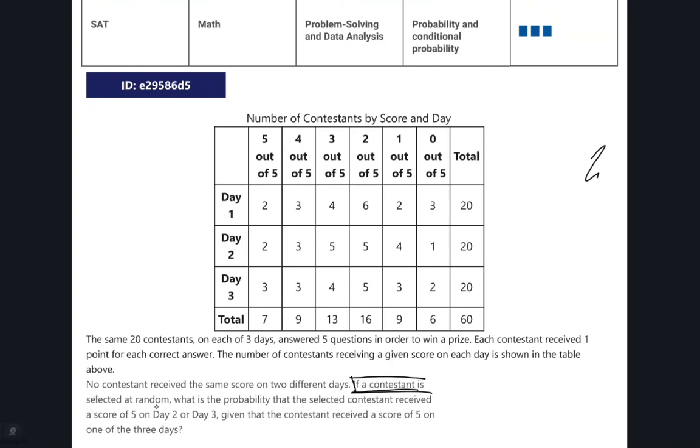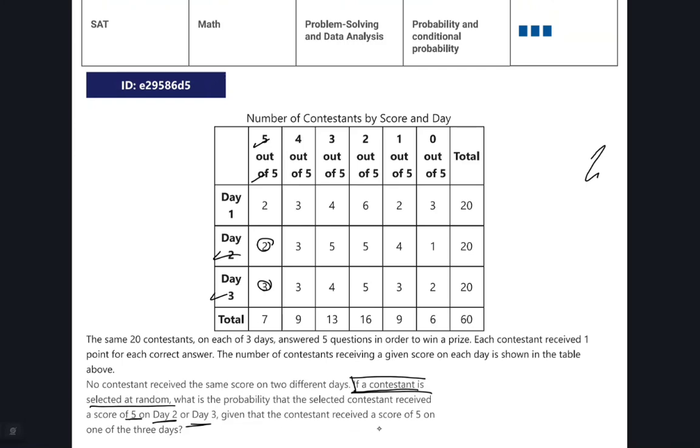So it says that if a contestant is selected at random, the probability that the selected contestant received a score of 5 on day 2 or day 3. So we are looking for a score of 5, and he limited it to only day 2 and day 3. There are only 2 on day 2 who received a score of 5 out of 5, and on day 3 there are only 3.